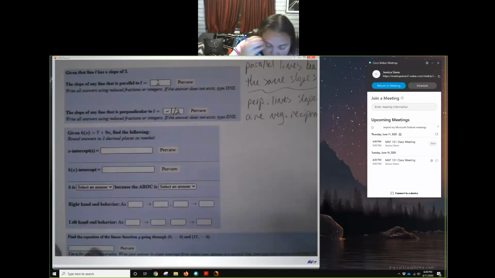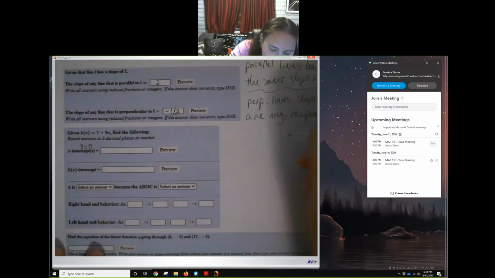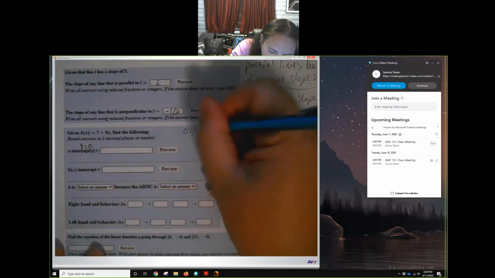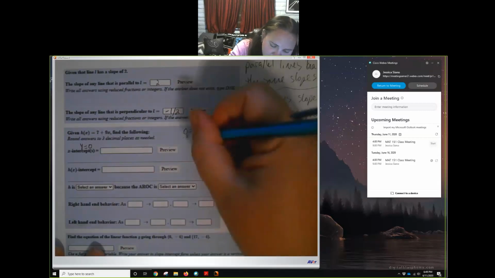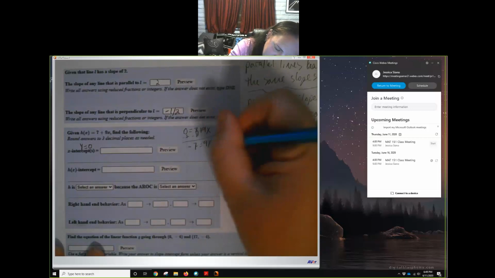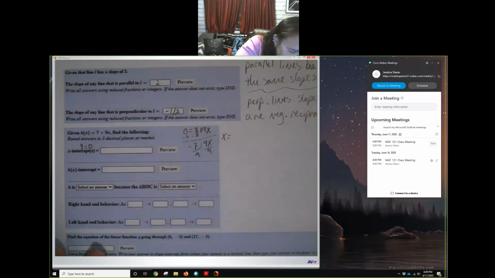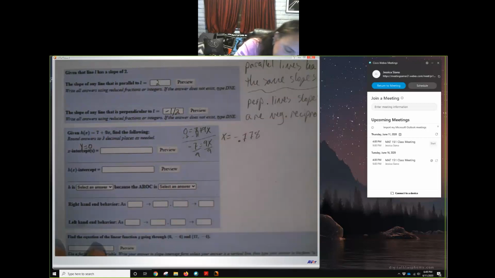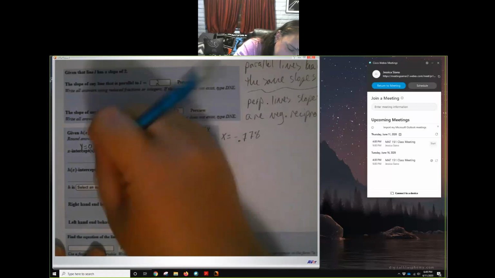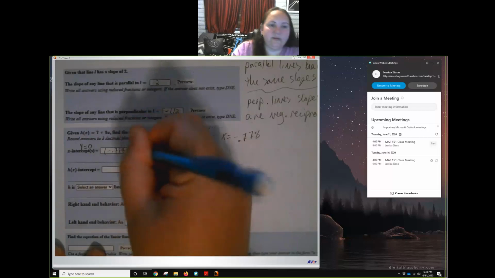All right. Now for the next one, the x-intercepts are where y equals 0. So to find the x-intercept, I'm going to set y equal to 0 and solve. Subtract the 7, divide by 9. And they want a decimal to 3 places. So -7 divided by 9 is -0.778. Oh, they want it as a point then, right? -0.778, 0.